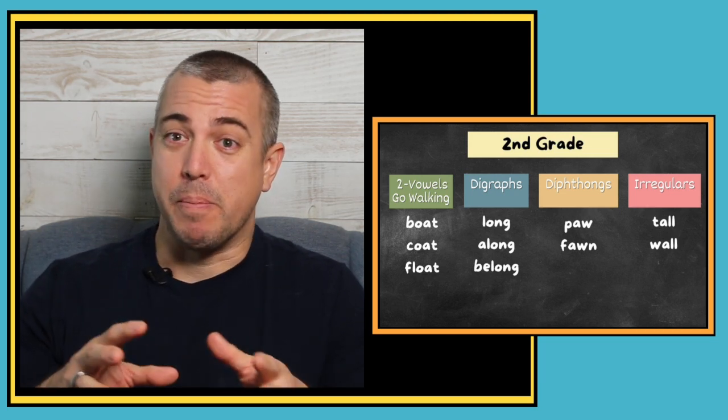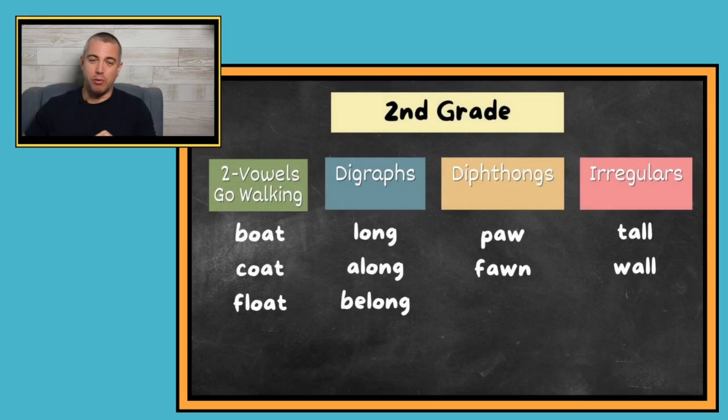In this episode, we're going to break down 4 different categories. Our 4 categories will be two vowels go walking for our first one, digraphs with the ng, diphthongs for AW in paw and fawn, as well as irregular spellings for tall and wall. And the reason why we're saying that those 2 words are irregular is because even though the A is a vowel in the word, it's not making the sound that it would normally say, right? So it makes the ah sound, wall, tall, instead of ay or a long vowel sound. So this is how we're going to break it apart.